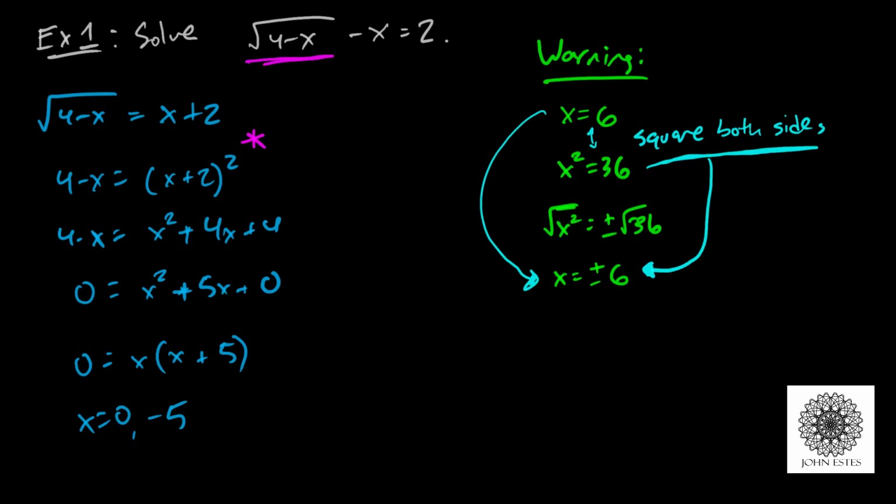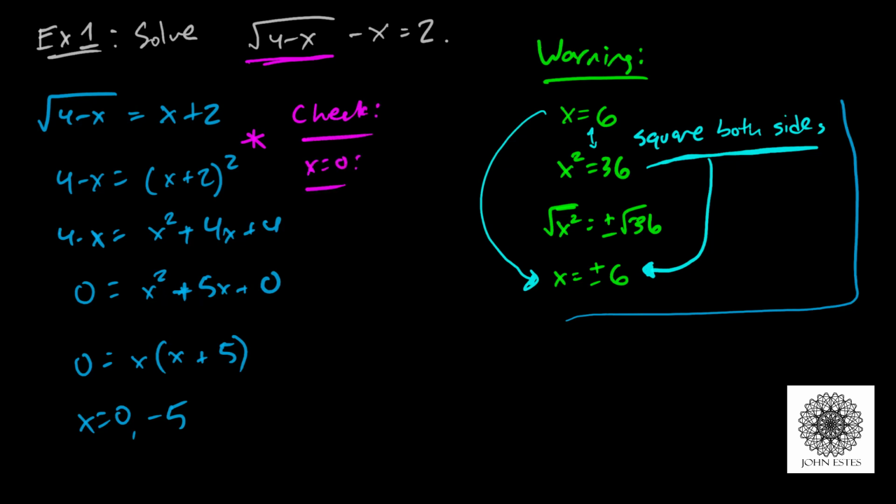Now, because of my warning, I should check my solutions, and I am going to do that. Let's check to make sure that these work. First let's check 0. If x equals 0 and I plug it into my original equation, I end up with the square root of 4 minus 0, minus 0, equals 2. Well, 4 minus 0 is 4, and the square root of 4 is 2, minus 0 is 2. So I end up with 2 equals 2. That works, so 0 is a solution.